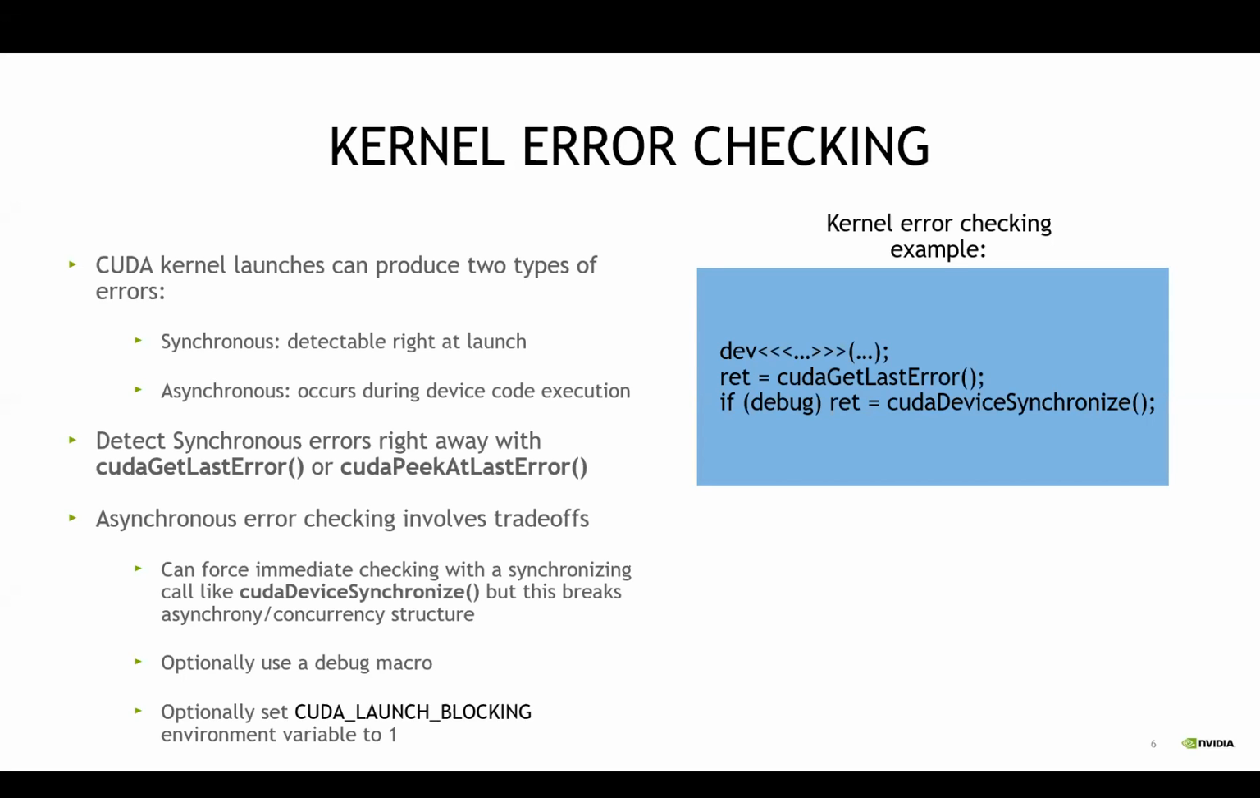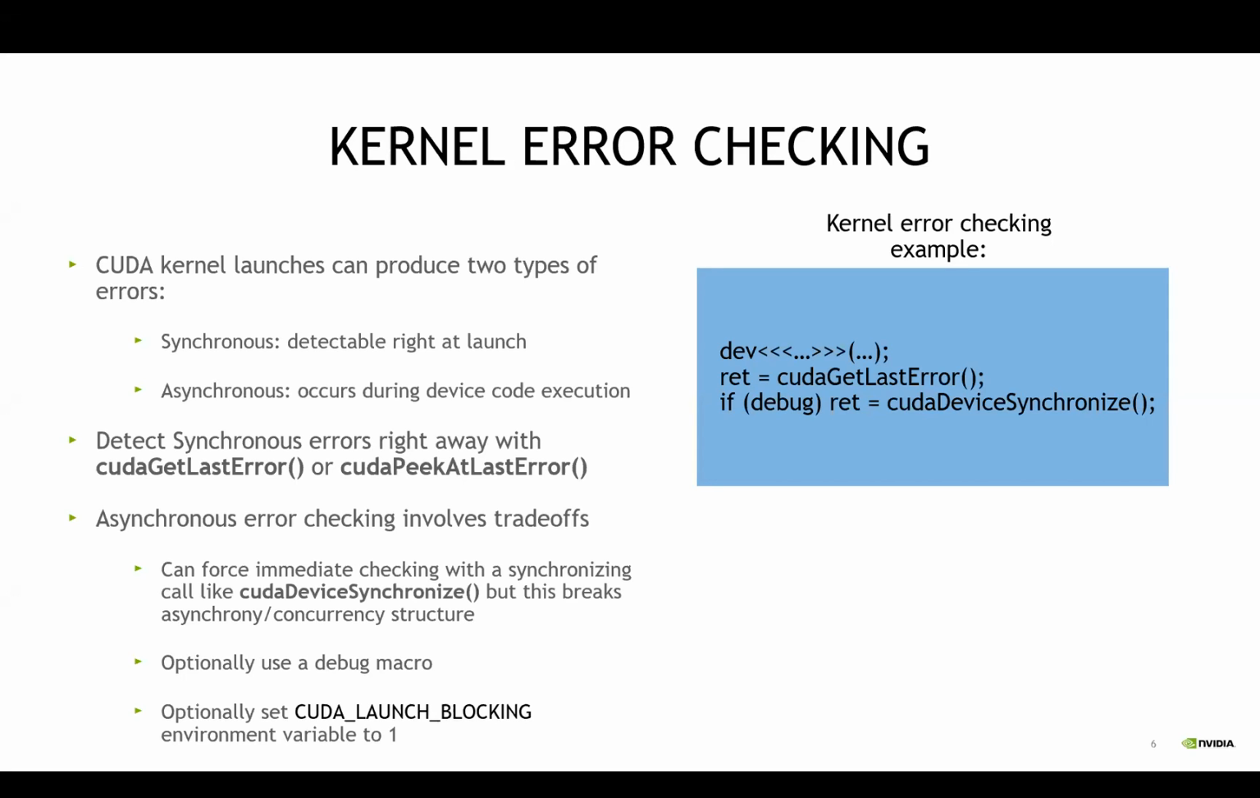And there's a few different ways to do that, which we're going to discuss here on this slide. One of the ways is what you see on the right-hand side. We could simply issue a CUDA device synchronize call right after the kernel launch, and that will force the kernel execution to complete before the CUDA device synchronize call returns. And therefore, we can be certain that that CUDA device synchronize call would return any asynchronous errors associated with that kernel launch.